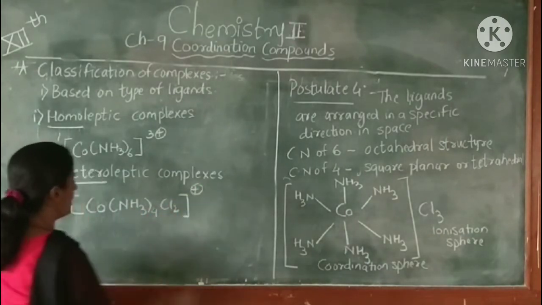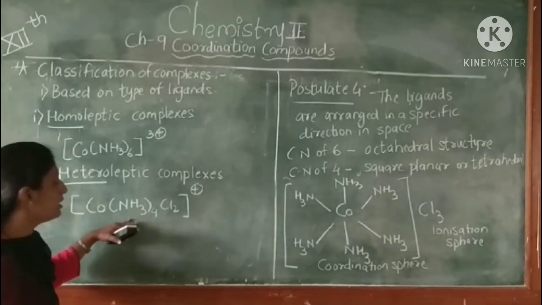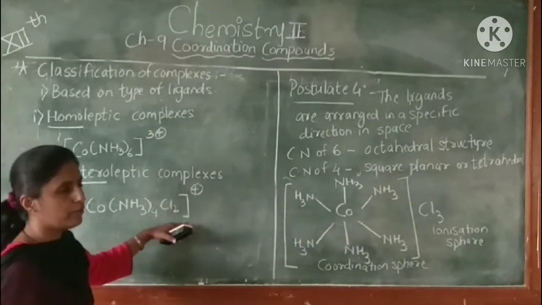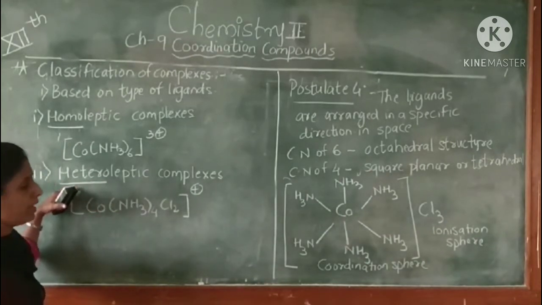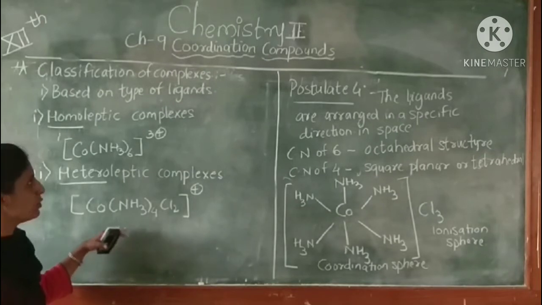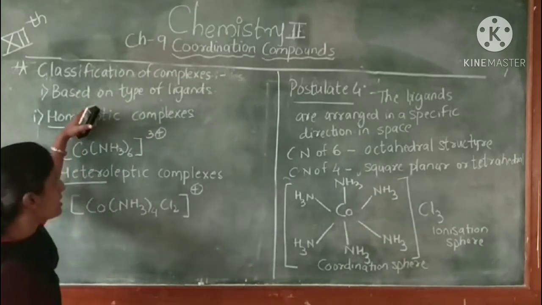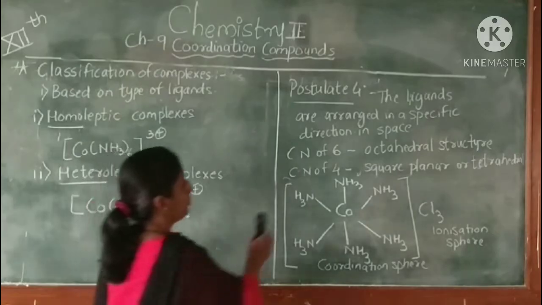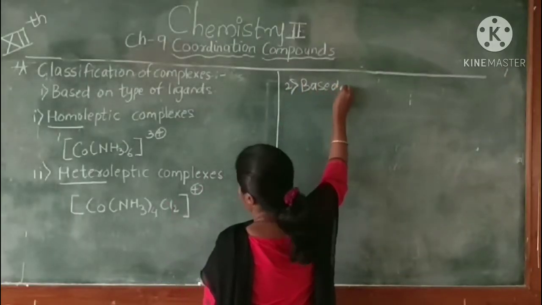Here in this complex, again it is having 6 ligands attached to it, but there are 2 types of ligands. 4 are ammonia and 2 are chloride. So this complex is a heteroleptic complex because it has more than one type of ligand attached to it. So based on the type of ligands, complexes are classified as homoleptic and heteroleptic.